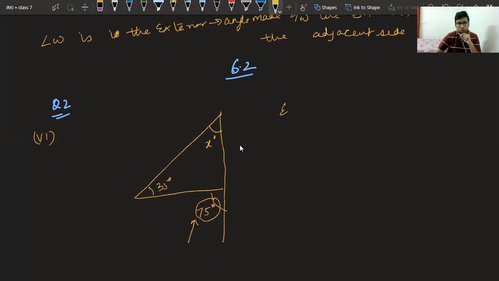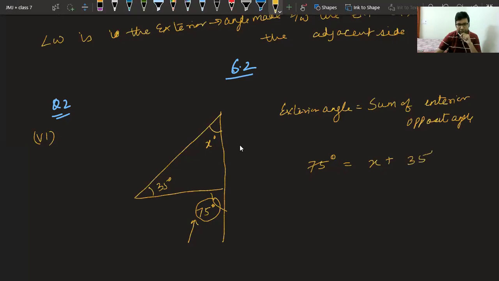And we all know exterior angle is equal to the sum of interior opposite angles. Now we can say 75 degrees is equal to x plus 35, and you can solve it. This will come to this side. 75 minus 35 is equal to x, and the answer is 40 degrees. I hope all of you got this.